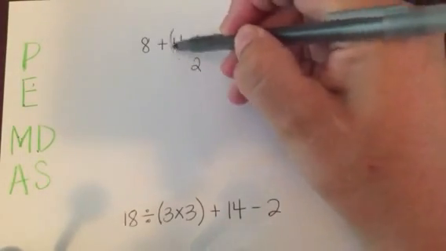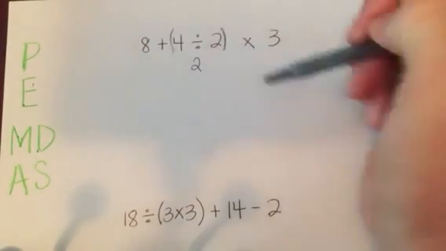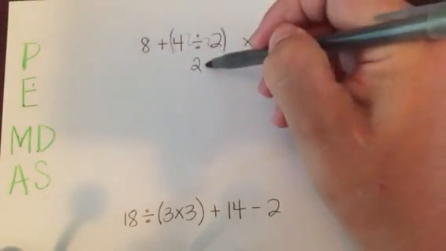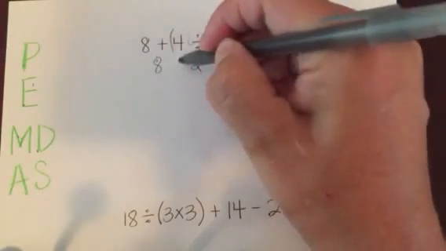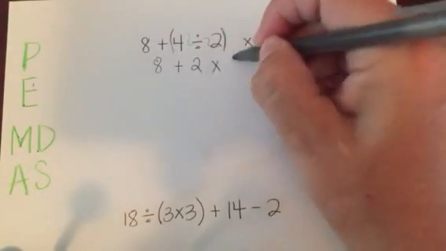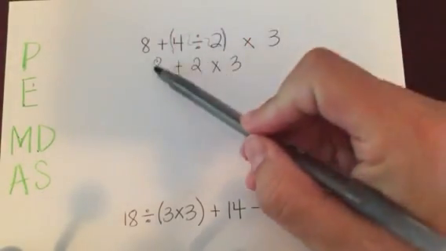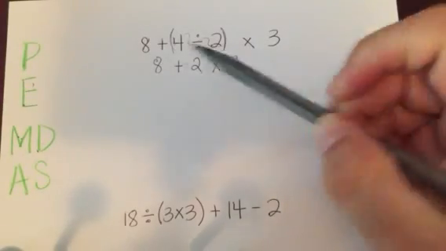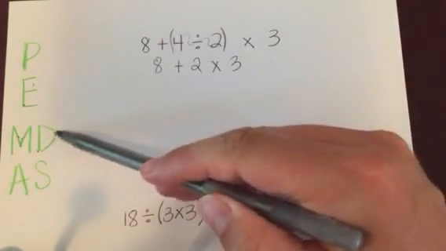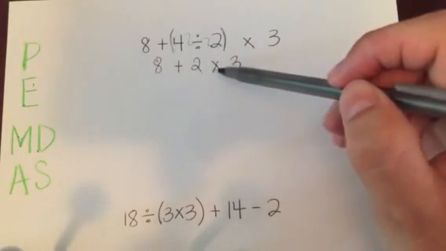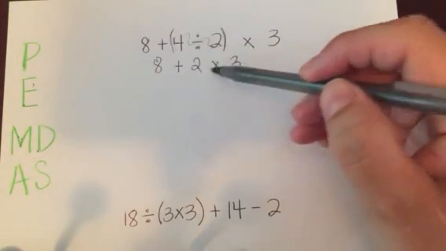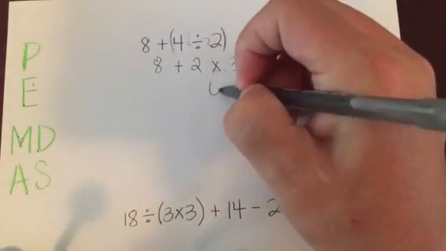So we kind of took this 4 divided by 2 and made it one number. So we simplified that. And I'm going to leave everything else as it was. So now I have 8 plus 2 times 3. So I'm still in this step, multiply and divide, because as I move across, I still have a multiplication sign. So that means I'm going to do that next. 2 times 3 is 6.